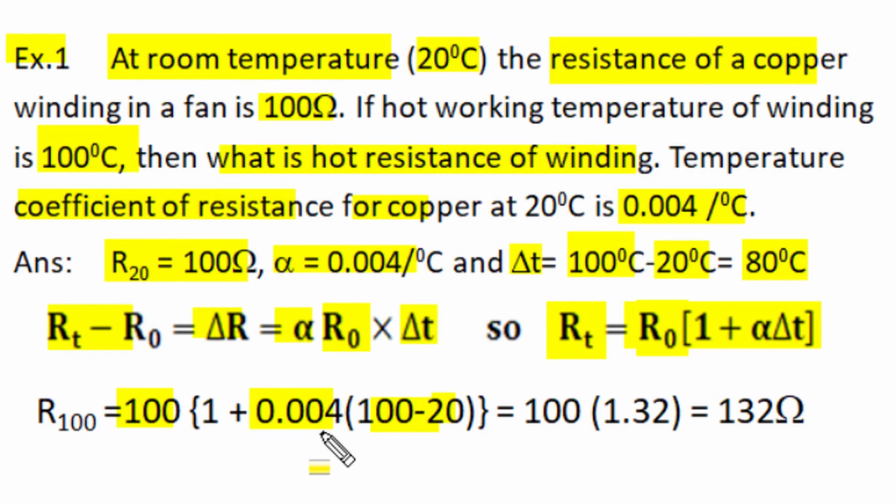When we multiply 0.004 by the 80 degree temperature change, this becomes 0.32, and our new hot resistance at 100 degrees Celsius becomes 132 ohm, and there exists a significant 32% increase in resistance when resistance increased from cold 20 degrees Celsius to hot 100 degrees Celsius in this copper fan winding.